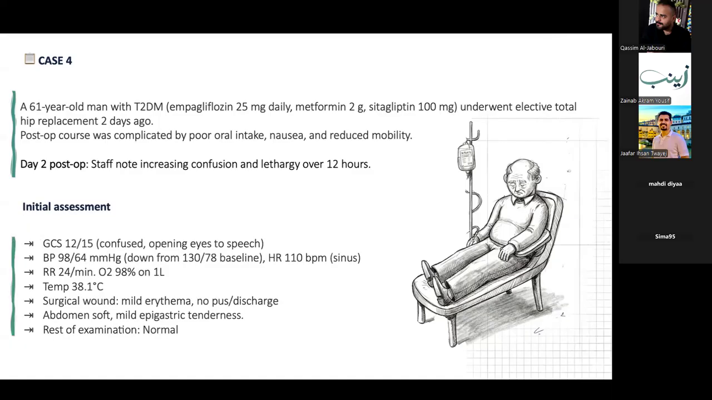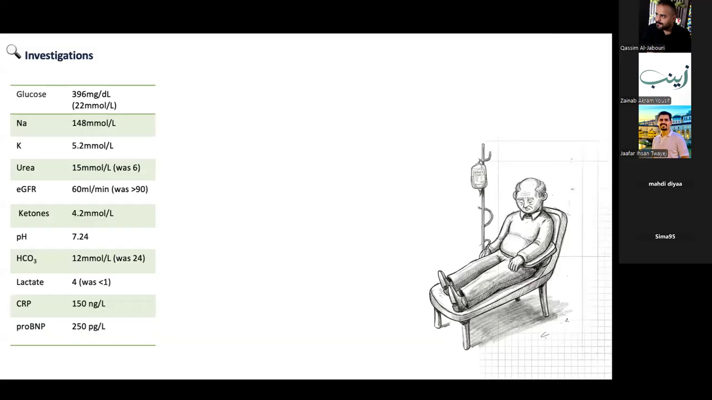On initial assessment, he is confused, opening eyes to speech. He is, again, hemodynamically unstable, and this is a remarkable drop in his blood pressure compared to baseline. He is requiring oxygen. He is hypoxic. He is feverish. The surgical wound looks mildly erythematous, but there was no pus and no discharge. His abdomen is soft, mild epigastric tenderness is noted, and the rest of the examination is normal. His bloods, as you can see here.